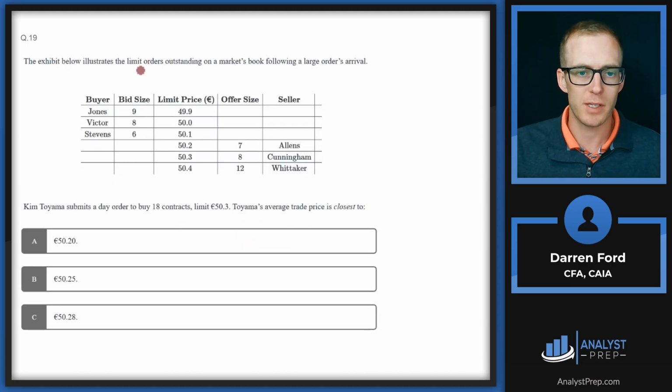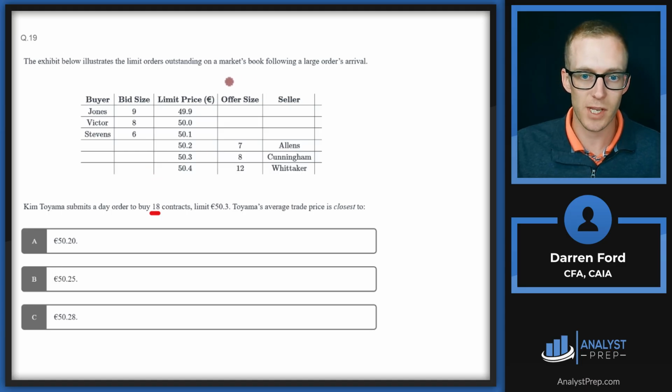The exhibit below illustrates the limit orders outstanding on a market's book following a large order's arrival. Kim Toyama submits a day order to buy 18 contracts, limit 50.3. Toyama's average trade price is closest to. So we want to buy 18 contracts. If we're buying, we're going to be looking at the offer side. So we're going to be over here. And our limit is going to be 50.3. So we're not going to pay higher than that limit. So anything below 50.3, which would be this 50.4, we can take right off of here.